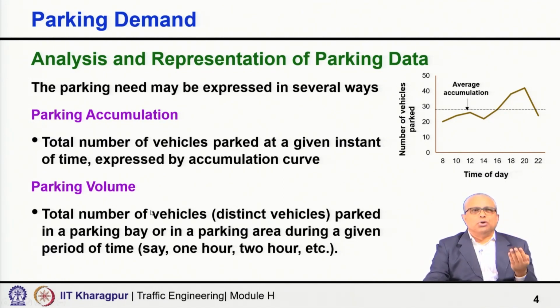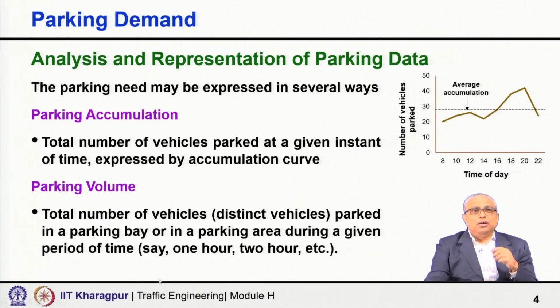Next, parking volume. It is the total number of vehicles, very importantly distinct vehicles, parked in a parking bay or in a parking area during a given period of time, say 1 hour, 2 hours, 3 hours. This typically relates to the parking beat survey. We go and observe every parking lot, if we have demarcated them, and check whether a vehicle is parked or not, and if a vehicle is parked, what its registration number is.